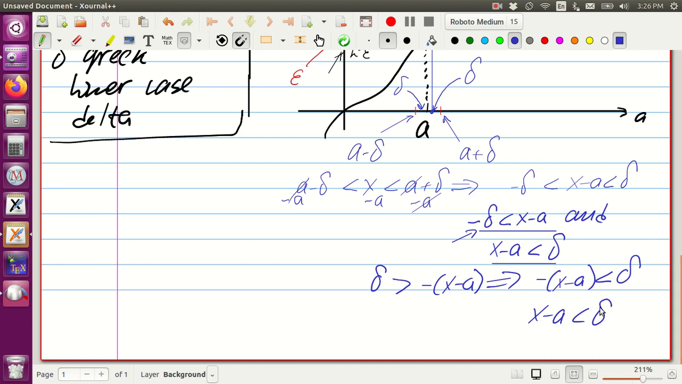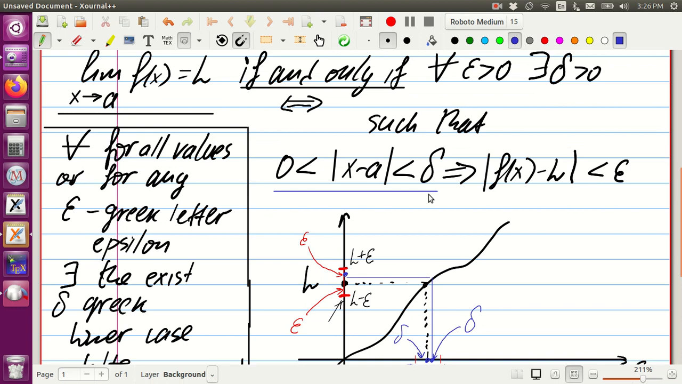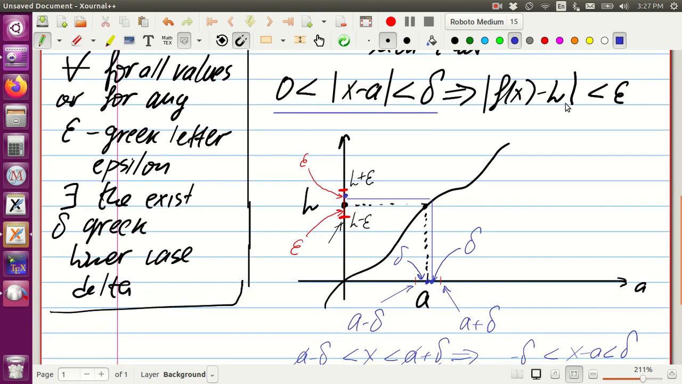But this is exactly this expression, x minus a is less than delta, and obviously this quantity is always greater than 0 because x cannot be equal to a. So this would be this part. And this part follows very similarly.